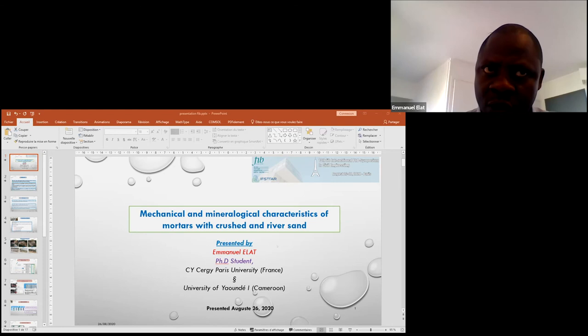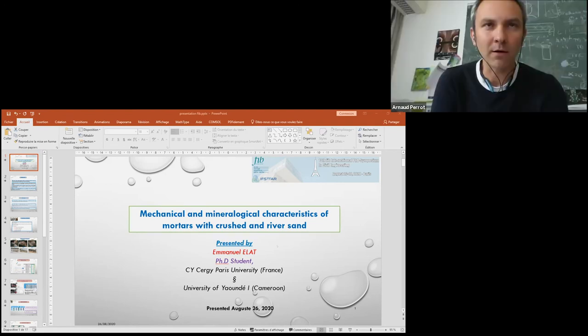The objective was to evaluate the effect of crushed sand on the workability, as you said, and the compressive strength. So that's why we keep those parameters constant for all mixtures. But why is the sand content different?